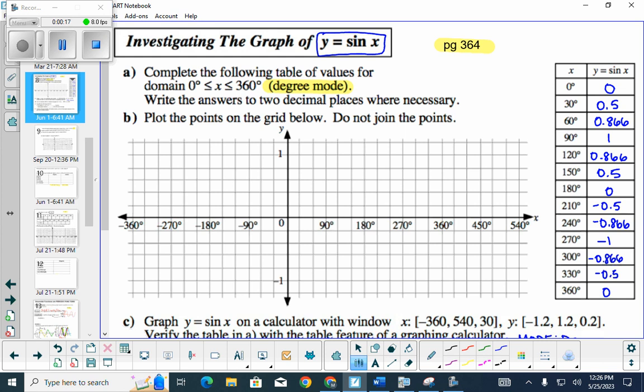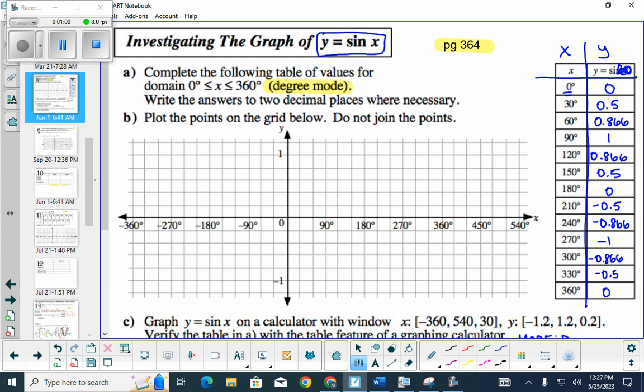So I'm not going to make you punch all this stuff into the calculator. We're just going to go with these predetermined values. So imagine this is a table. This is your x, this is your y. If x is 0, on my calculator I went sine 0 and I got an answer of 0. Then I plugged in sine 30 and got 0.5. And then sine 60 and I got 0.866.